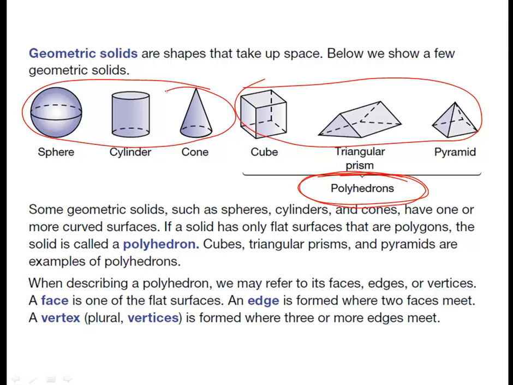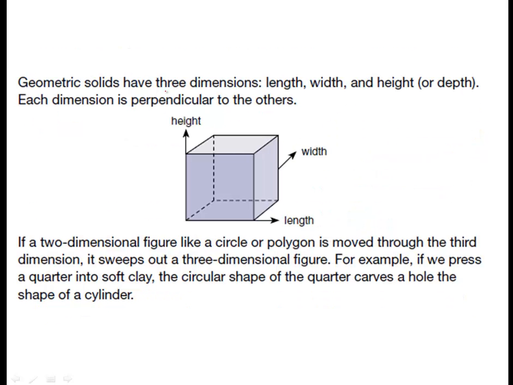All right? And then when describing a polyhedron, because they have no curved edges, we deal with faces, edges, and vertices. A face is one of the flat surfaces. An edge is formed where two faces come together, and then the vertex, or the vertices, is formed where three or more edges meet. So it looks like this. When we're looking at this here, and we've got height, width, and length, all of this is a face. This right here is an edge, and this right here is a vertex.